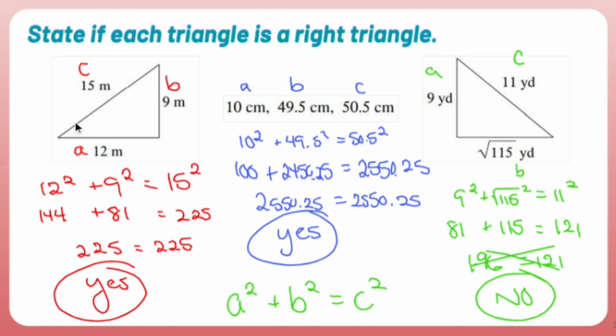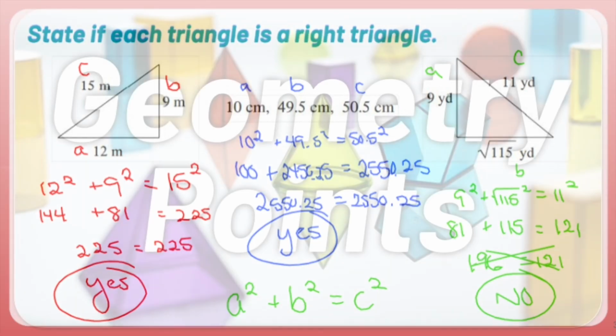All right, so this is how you use the converse of the Pythagorean theorem. I give you three sides. I ask you, is this a right triangle? You determine which one has to be C, and the longest one's always going to be C. You plug it in, you make sure it works, and if it does, it's a right triangle. If it doesn't, it's not a right triangle. Not bad.